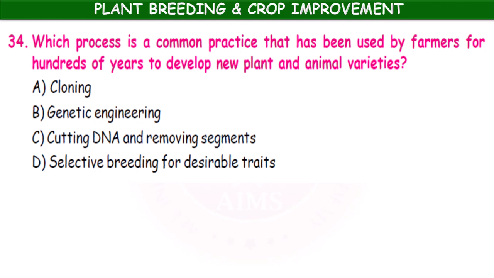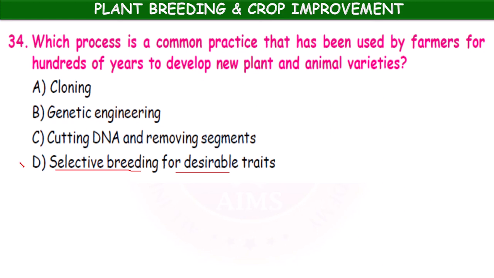Which process is a common practice that has been used by farmers for hundreds of years to develop new plant and animal varieties? Cloning, genetic engineering, cutting DNA and removing segments, or selective breeding for desirable traits. Selective breeding for desirable traits is a common practice that has been used by farmers for hundreds of years to develop new plant and animal varieties.